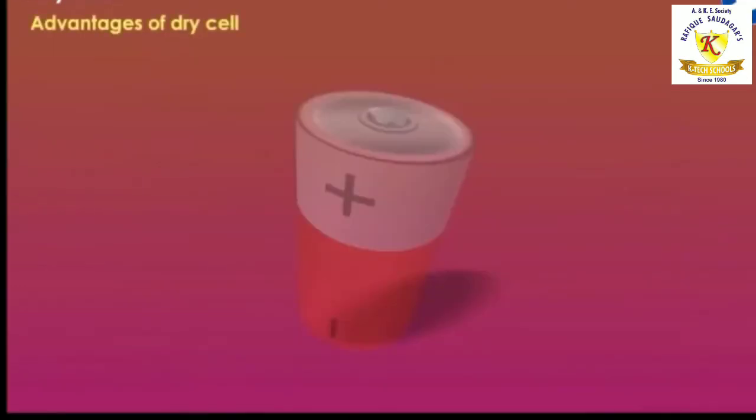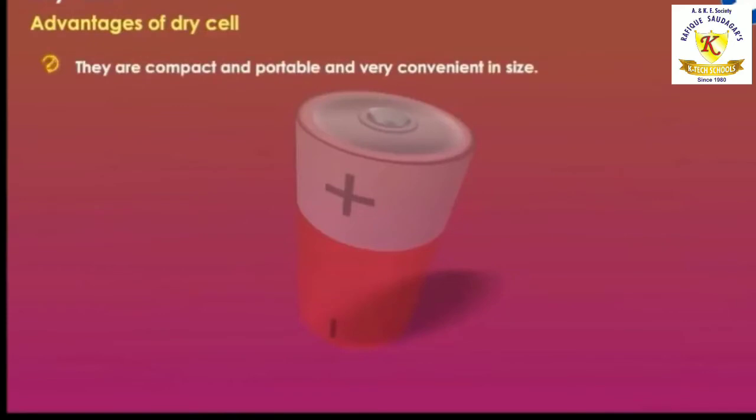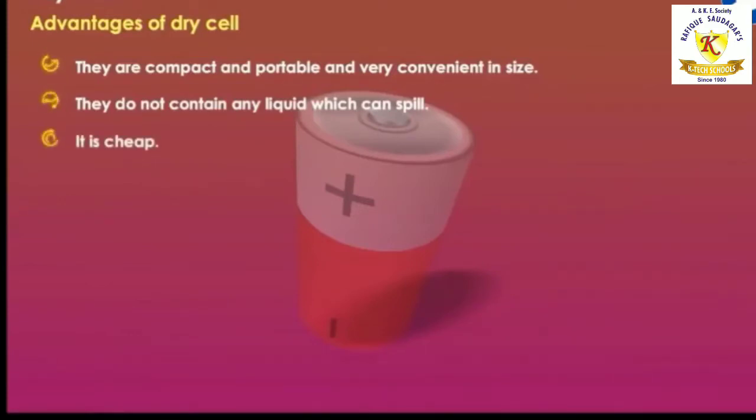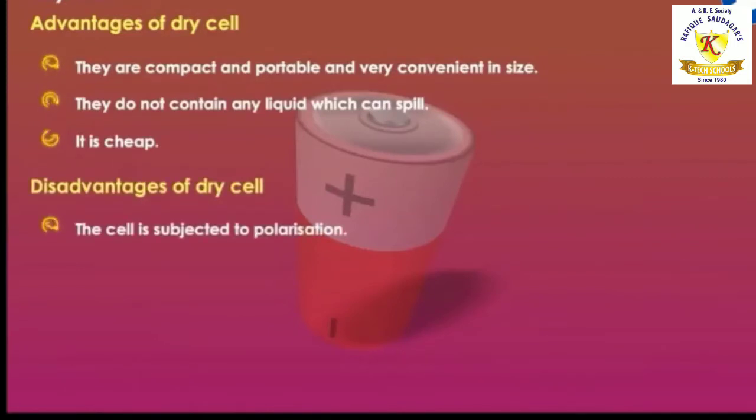Let's see the advantages of a dry cell. They are compact and portable and very convenient in size. They do not contain any liquid which can spill. It is cheap. Disadvantages of a dry cell: the cell is subjected to polarization. The cell produces only intermittent current.